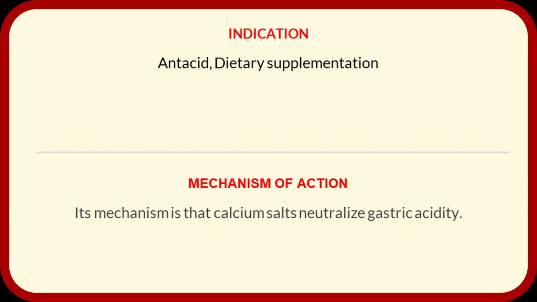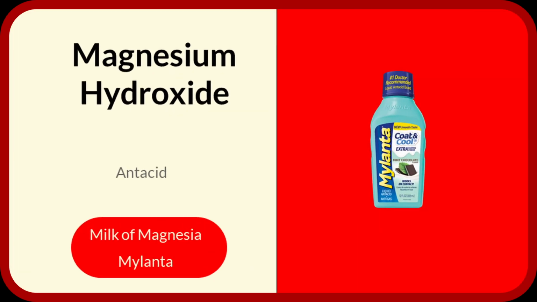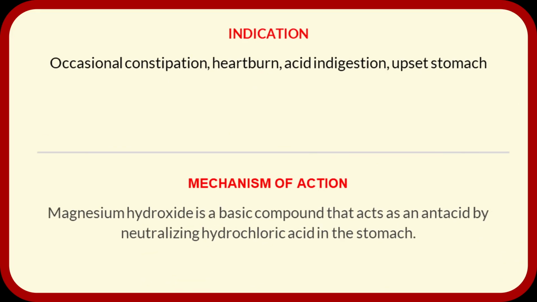Its mechanism is that calcium salts neutralize gastric acidity. Magnesium hydroxide, known as milk of magnesia, is used as an antacid and a laxative. Magnesium hydroxide is a basic compound that acts as an antacid by neutralizing hydrochloric acid in the stomach.